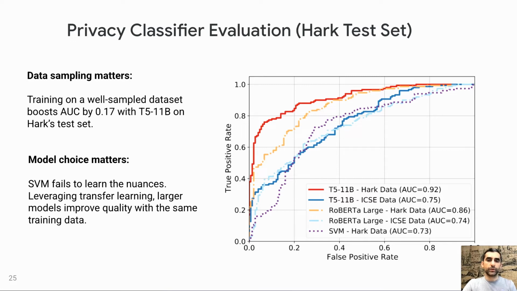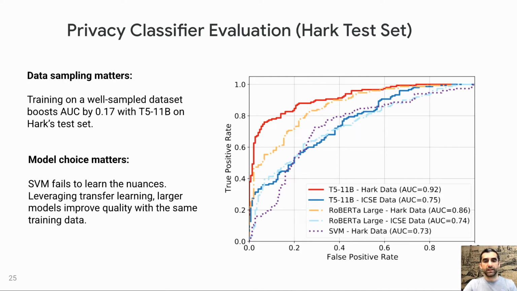On this plot, we show the ROC curves for the various models when evaluated on the Hark test set. We can observe that the T5 11B model has 0.17 absolute increase in AUC when replacing ICSI data with Hark data. A similar trend is observed in the RoBERTa large model, indicating the importance of the data sampling strategy we adopted. We can also observe that the SVM model fails to learn the nuances of the problem and is limited due to relying on explicit n-grams.